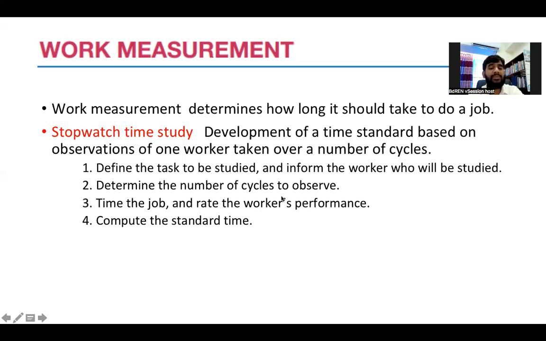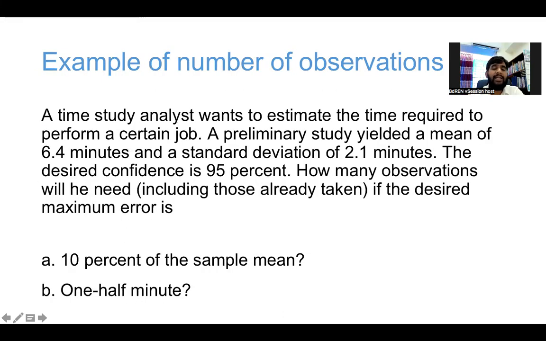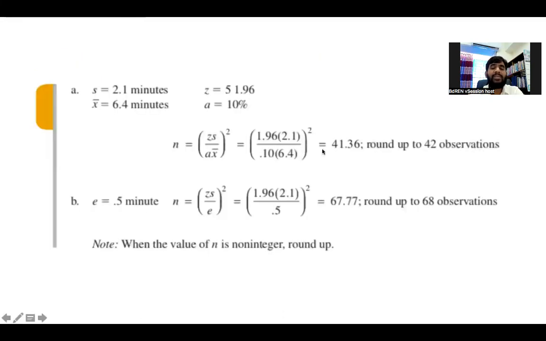Number two, number of cycles to be observed. The second job, number of cycles. How many cycles are you going to take? Number of cycles you have taken. Here, the number of cycles will be 42 when you are expecting a 10% error of the average. And you are going to take 68 observations when you are thinking that the deviations will be 0.5 minutes.